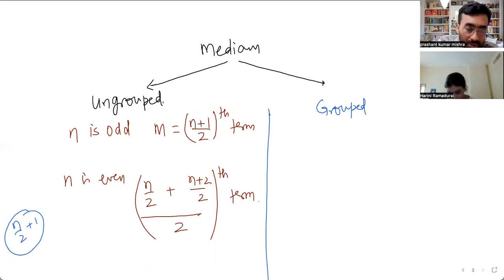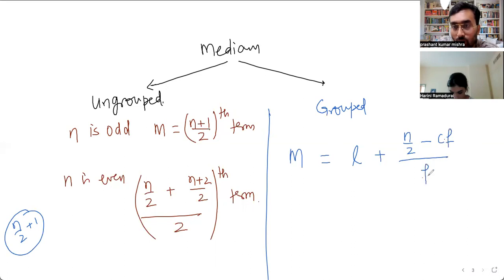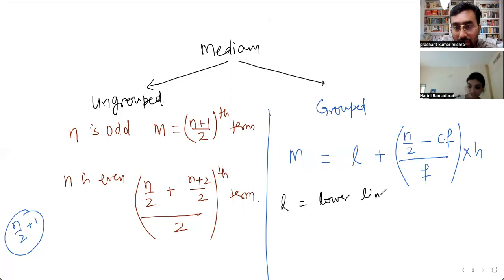In the case of the grouped data, the median M is going to be the lower limit l plus (n over 2 minus cf) over f, into h. So you must be knowing what these are. L stands for the lower limit of the median class.